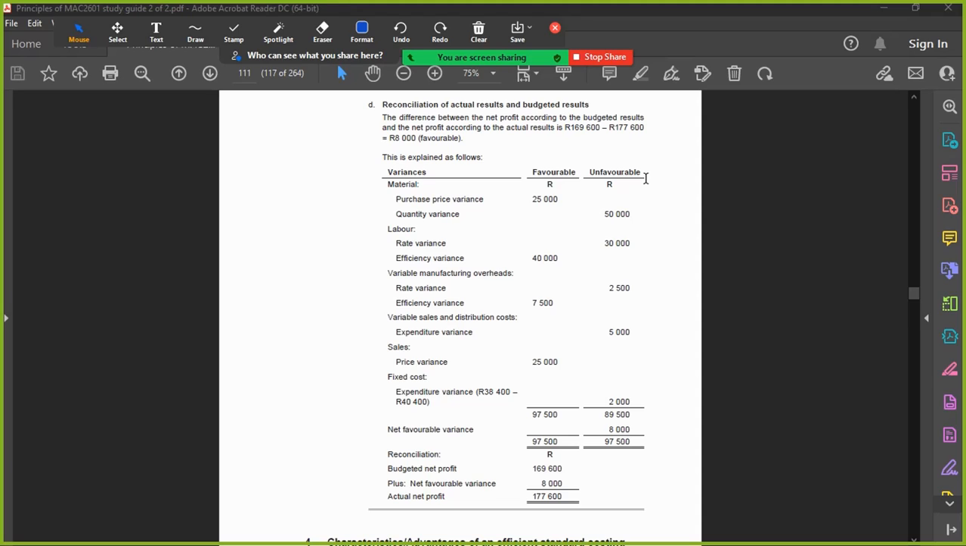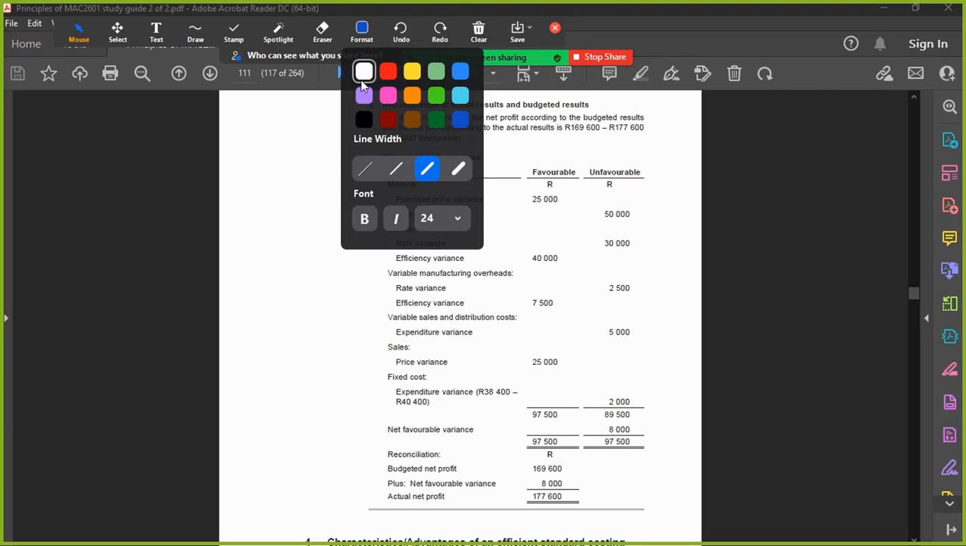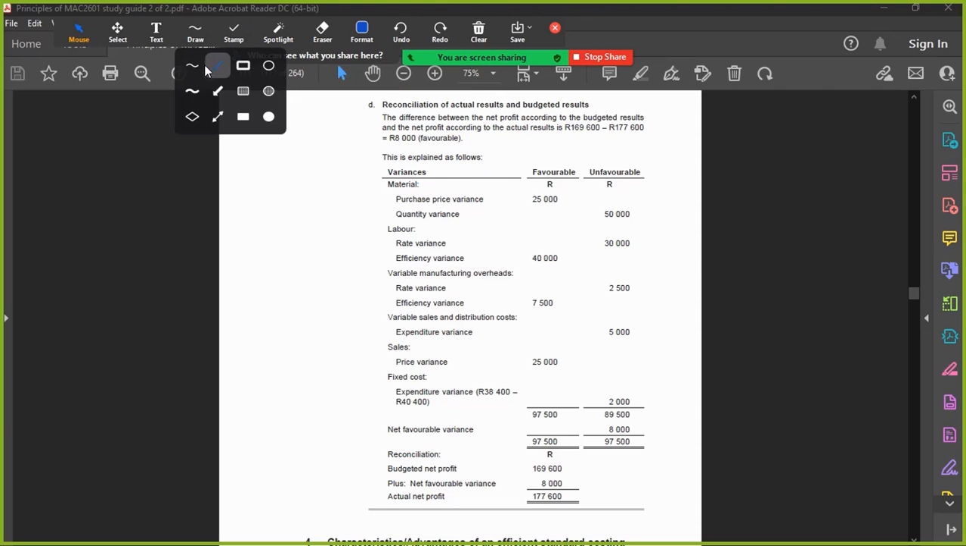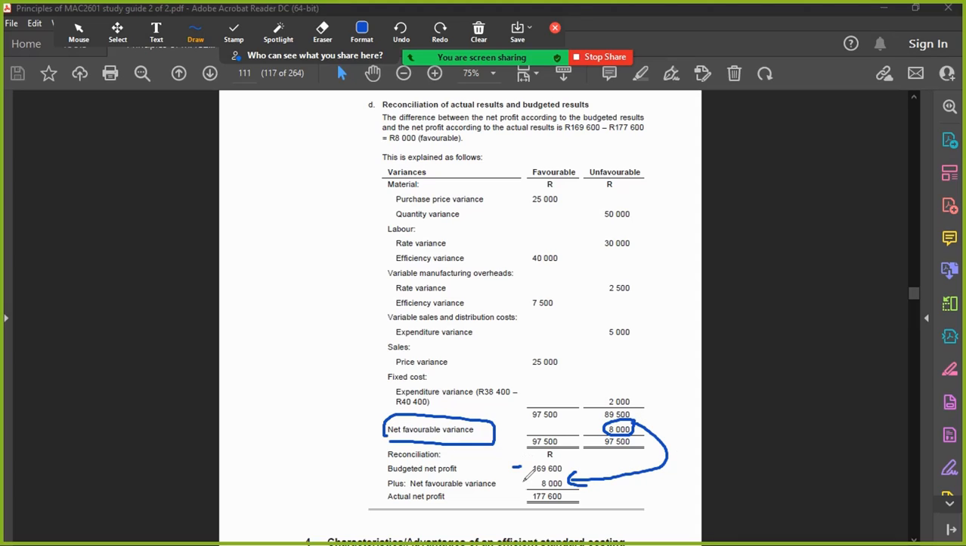If you did it right, there shouldn't be a difference, but the 8,000 difference would reconcile with the net profit. It's just setting it out, because your net profit was more than expected. It's explained by all of those variances. It's all-encompassing because it's showing you everything that took place in this particular business.